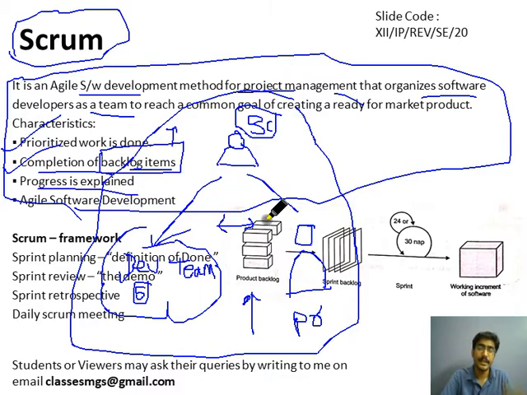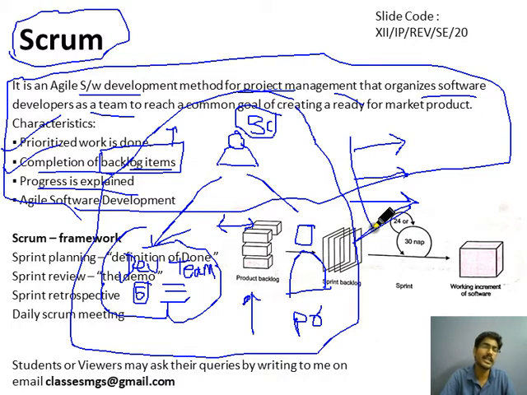Progress is explained on a daily basis. The daily Scrum meetings will be conducted for 10 to 15 minutes, in which each developer who is working on a software will tell that I have worked on this task last day, I am working on this task today, and I will finish this task by today, and if there is any issue, that issue will also be discussed in the Scrum meeting.